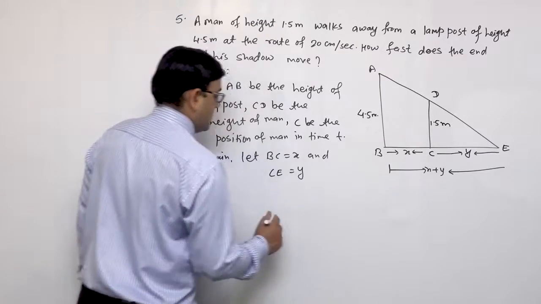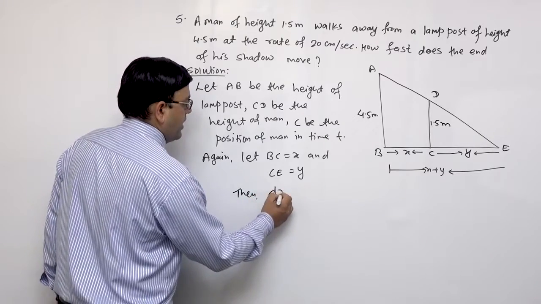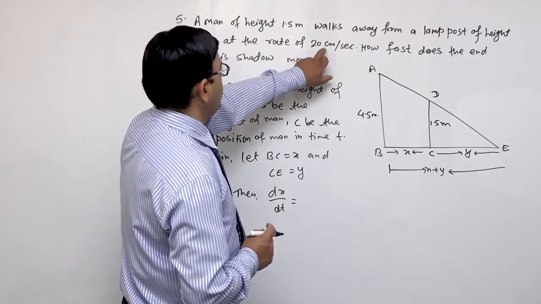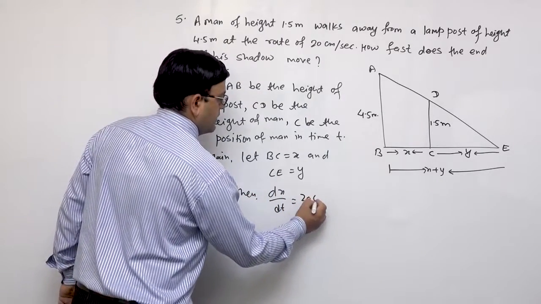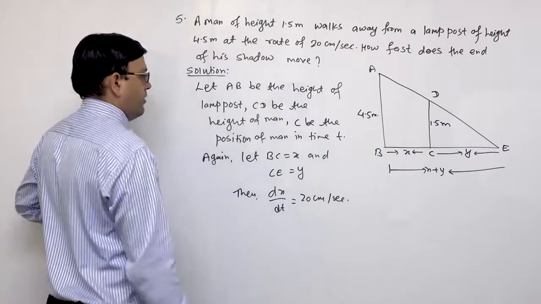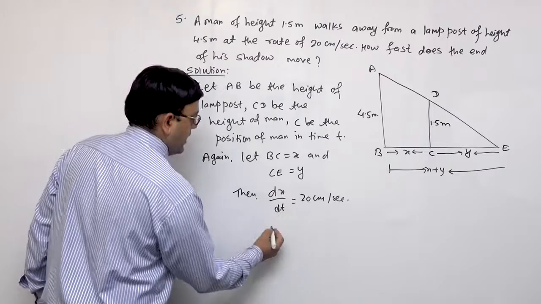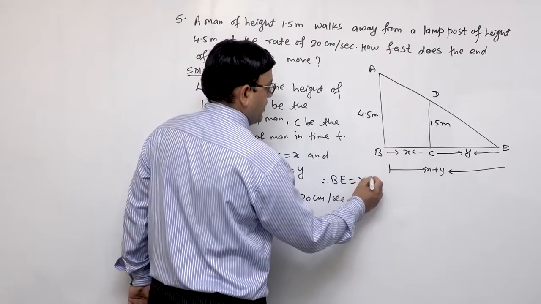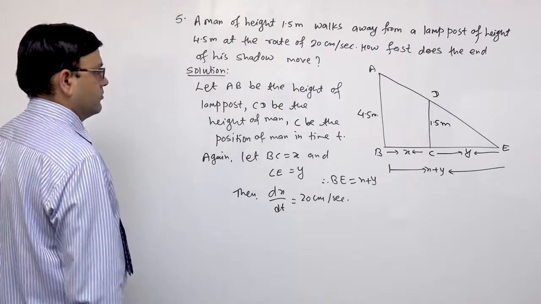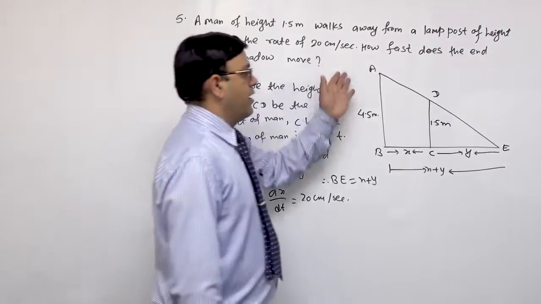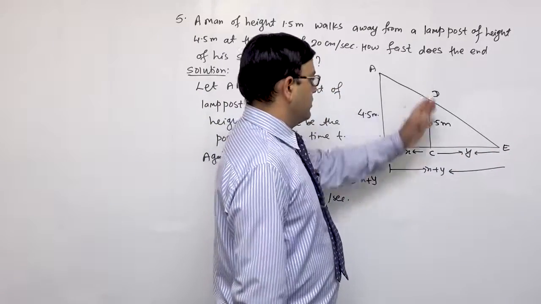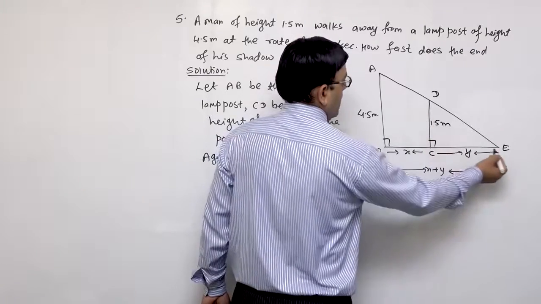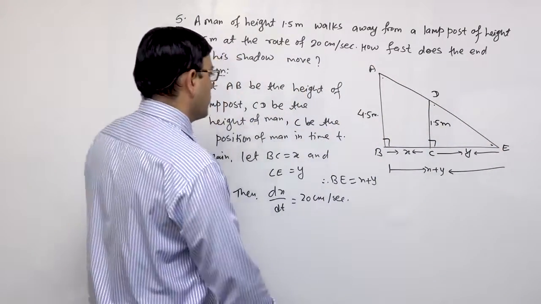Then we have dx by dt is equal to 20 centimeter per second. And we can write BE, therefore BE is equal to X plus Y. These two triangles ABE and triangle DCE are similar. Two triangles are similar because this is perpendicular, also perpendicular, and this is a common angle, so these angles are also equal.